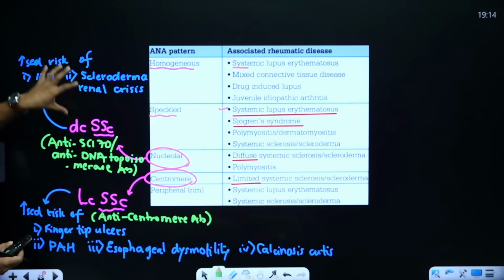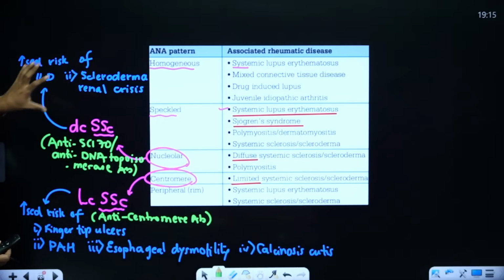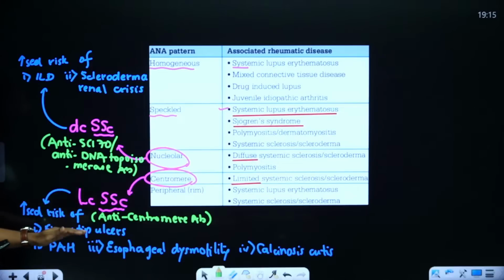Having diffuse cutaneous puts you at risk of developing ILD and scleroderma renal crisis. Having limited cutaneous puts you at risk of developing pulmonary arterial hypertension. That is something that I want you to remember.